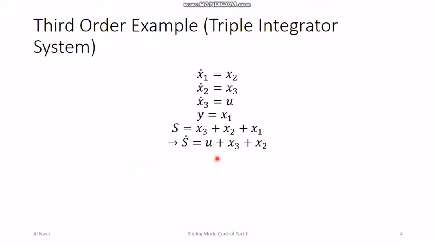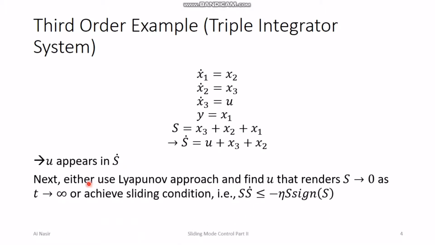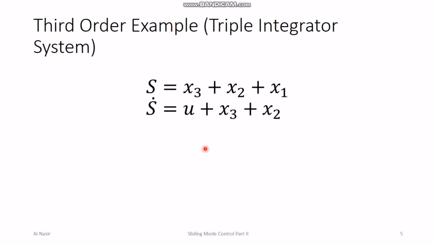And since all of these two are known to us, we can define, and also u appears in the s dot, so this condition is satisfied as we already could predict. So next we either use the Lyapunov approach to find u that renders s equals 0, as s approaches 0 as t approaches infinity, or we can just simply try to achieve the sliding condition with the help of u. So both are equivalent.